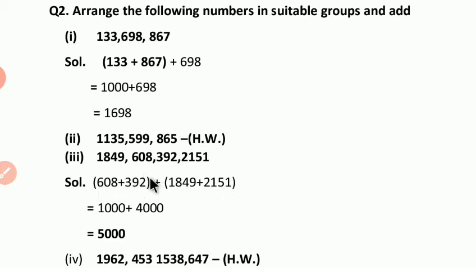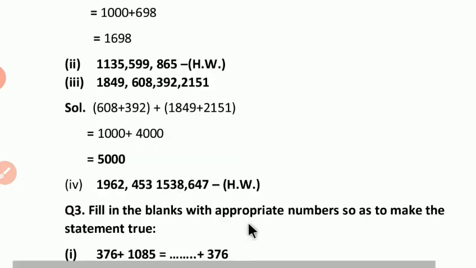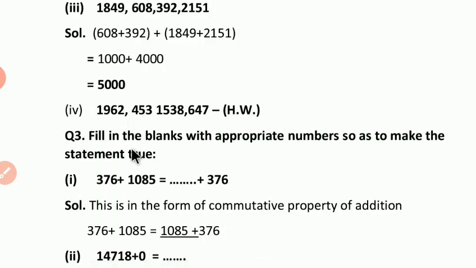Here we have used bracket because first we have to add these 2 numbers and these 2. So 608 plus 392, which is equal to 1000, plus 1849 plus 2151, which is equal to 4000. Now if we add, we'll get the answer as 5000. You can see that within 1 minute we have found the answer of these numbers. Otherwise it will take time to directly add in serial. So these are the ways how to find the calculation easy. Same fourth one you have to solve as the question number 3. It's your homework. Now question number 3.